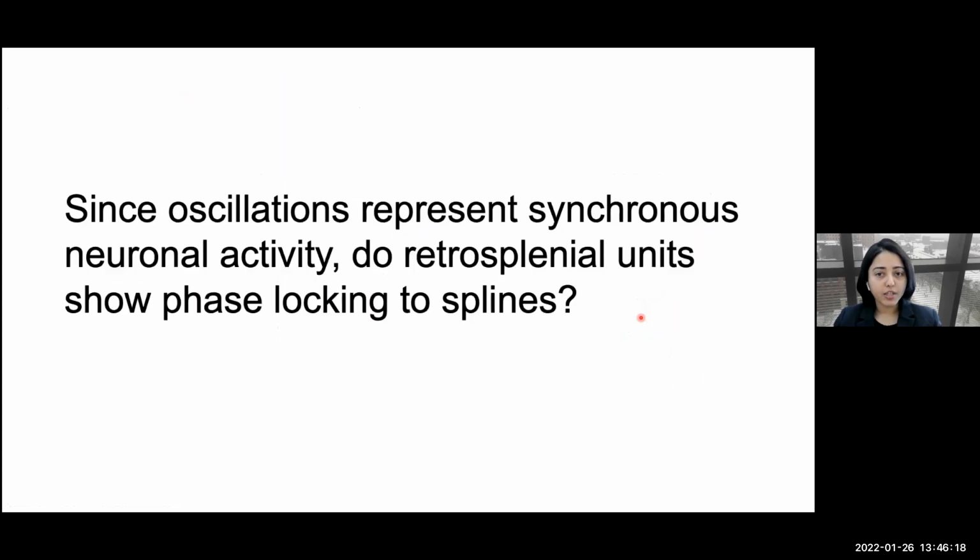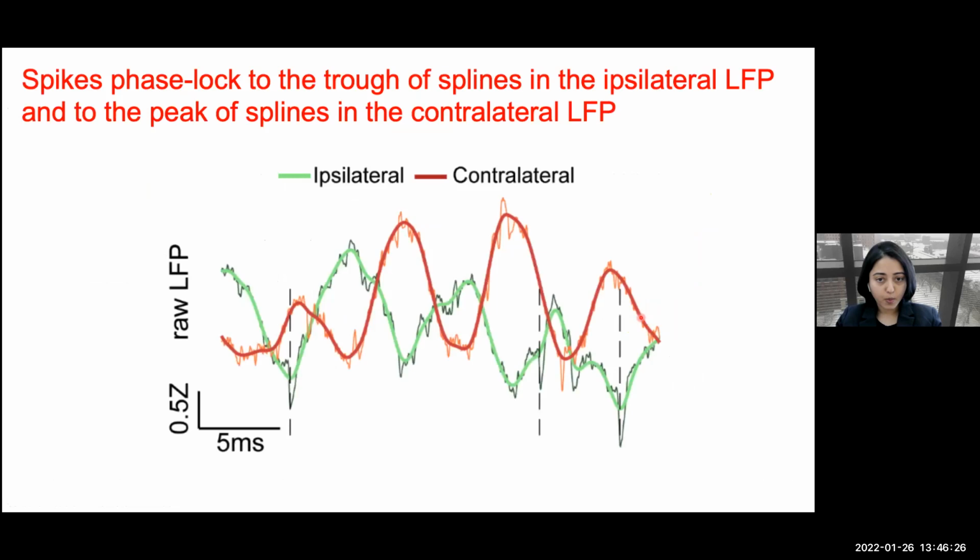But since oscillations represent synchronous neuronal activity, do retrosplenial units show phase locking to splines? So here is an example of raw traces from both hemispheres, again showing perfectly anti-phase splines, with spikes happening at the trough of splines in the ipsilateral hemisphere, which are aligned to the peak of splines in the contralateral hemisphere.